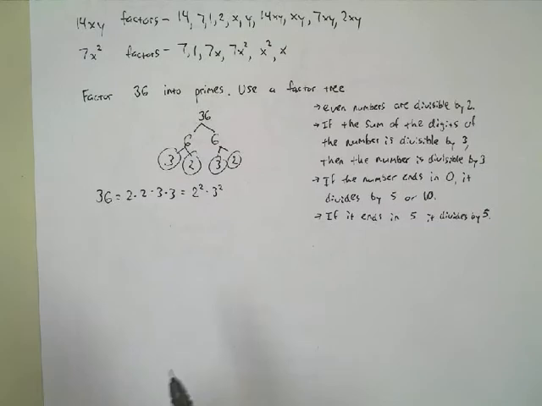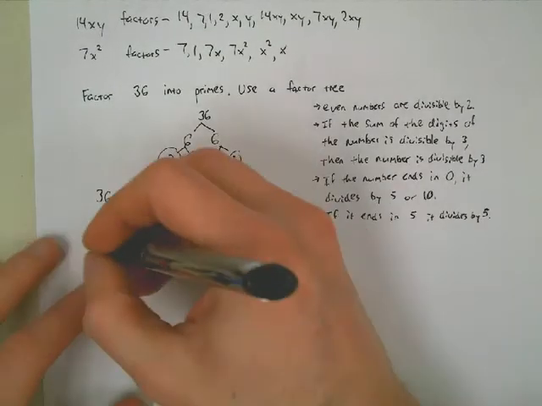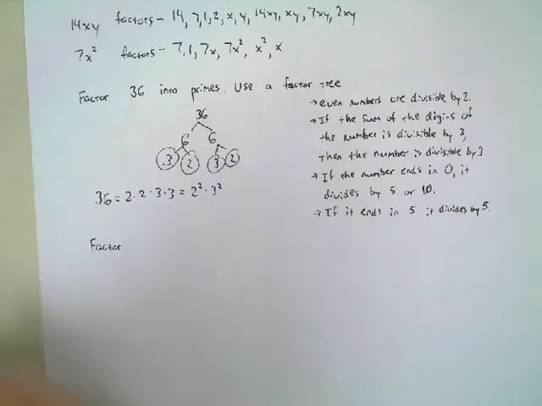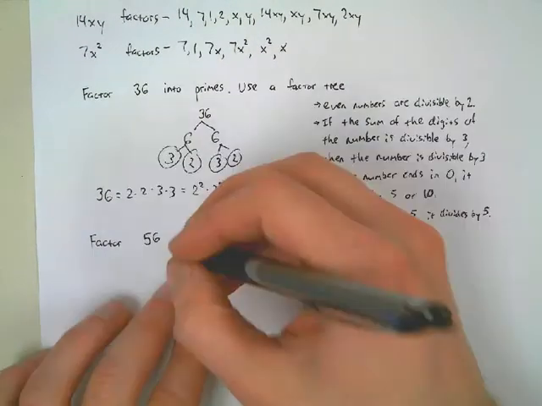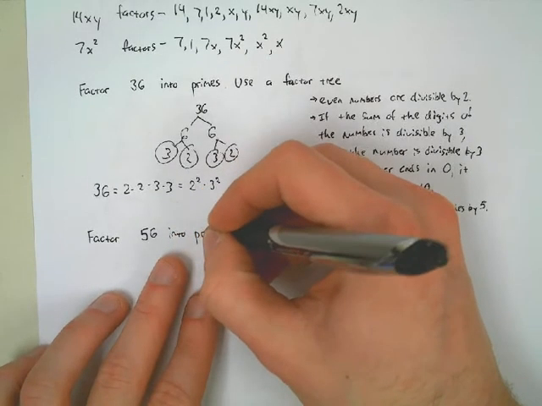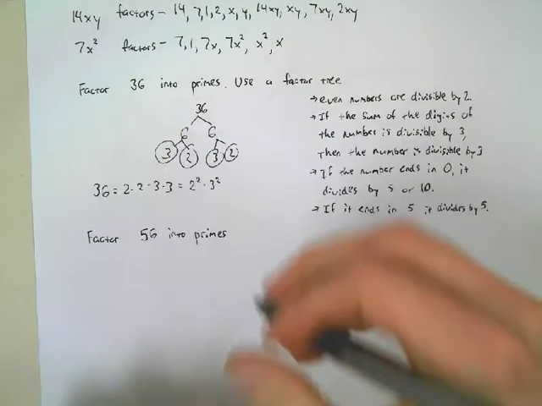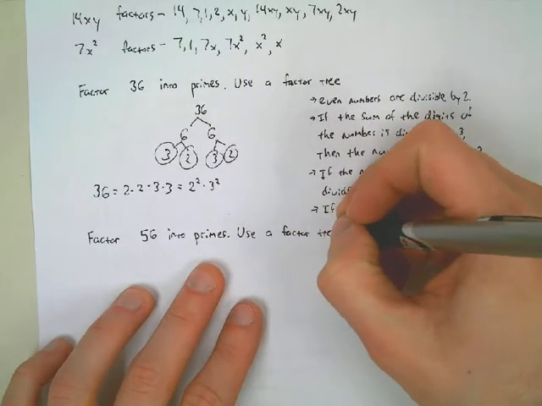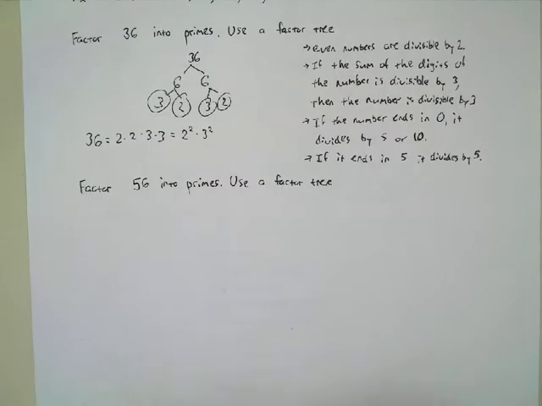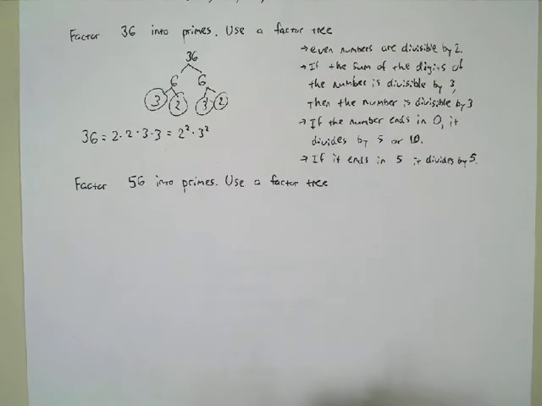All right, I'm going to give you guys an opportunity here. Let's have you factor 56 into primes. Use a factor tree. Go ahead and just do that real quick. Factor 56 into primes. Use a factor tree, and again, use your little tricks there. 56 I see is even, so what should we be able to do? 5 plus 6 is 11, so it's not divisible by 3, and so on and so forth.